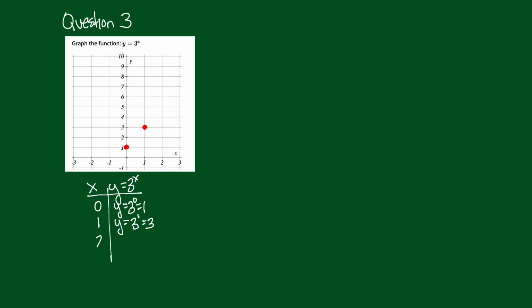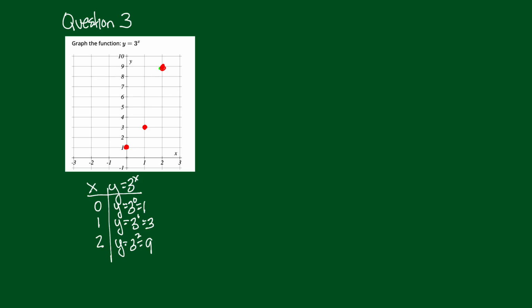So what happens when x is 2? Y is equal to 3 squared, which is 9. Now that's going to be over 2, up 9. That'll put us way up here. Whoops. And now let's just try one at -1.